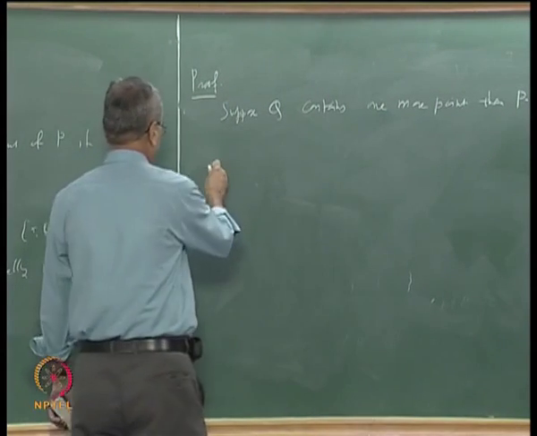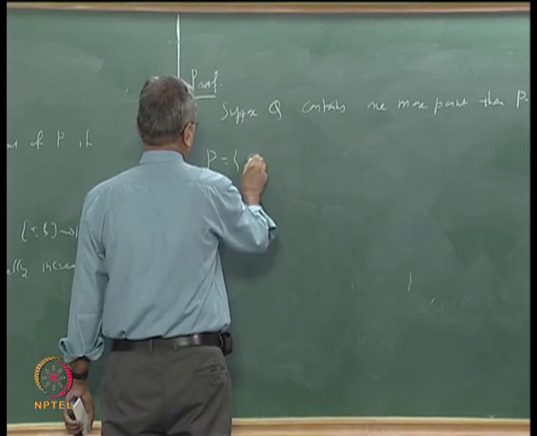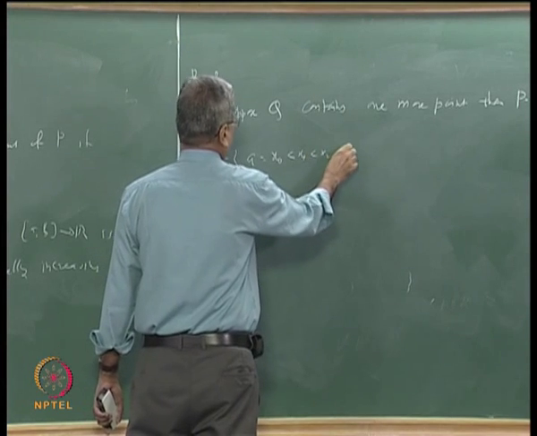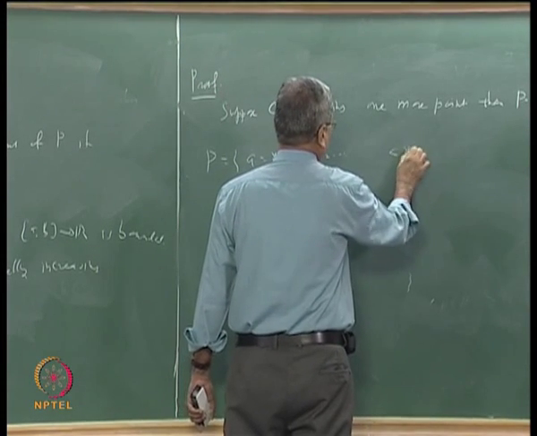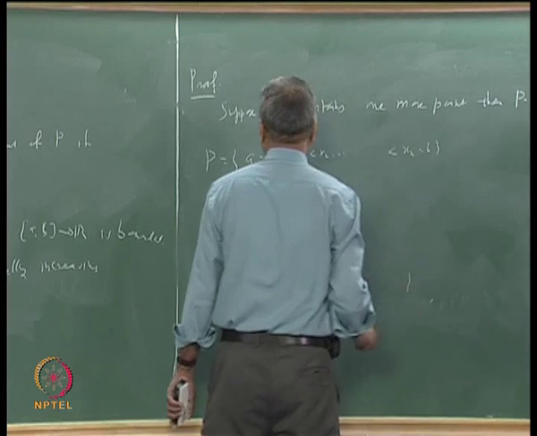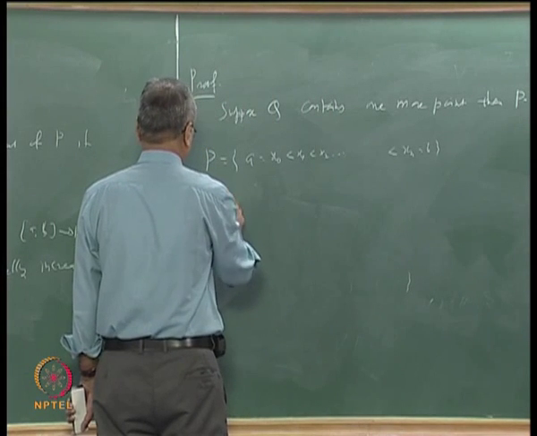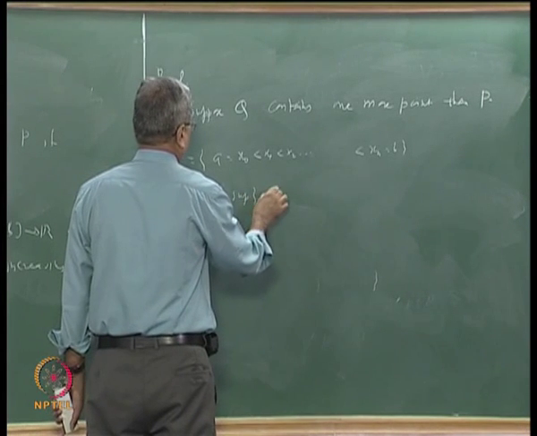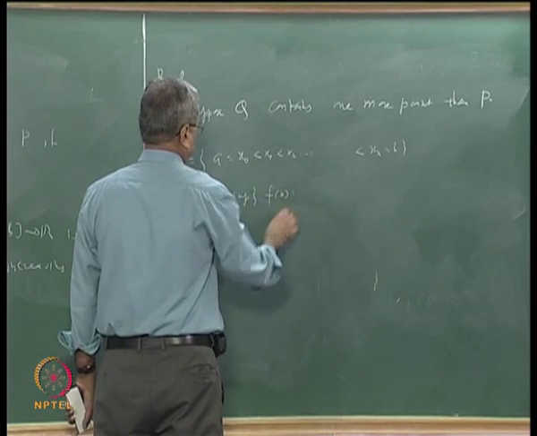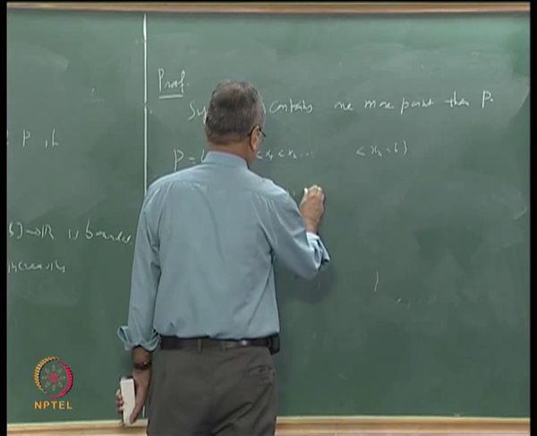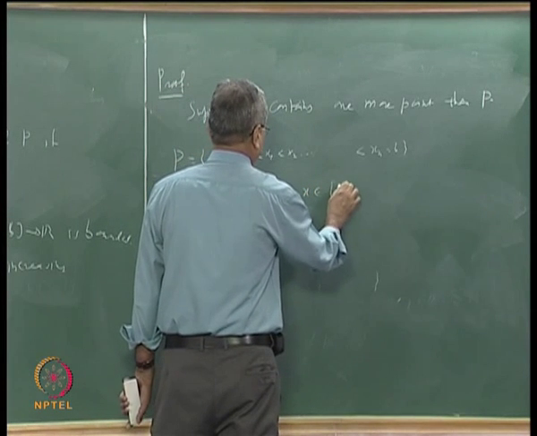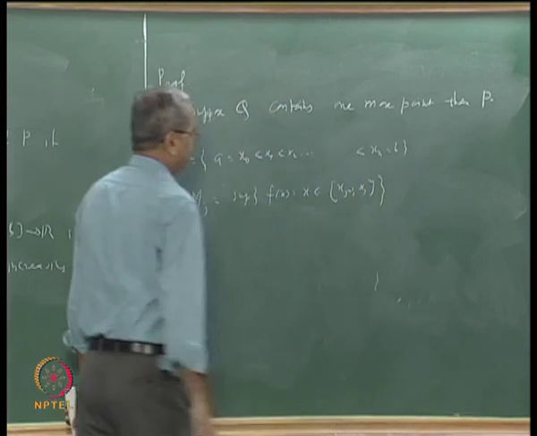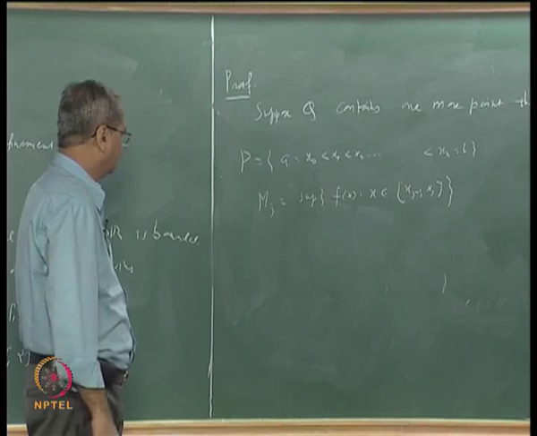Let us say P is a = x0 < x1 < x2 < ... < xn = b. Let us look at the upper sums first. Let big M_j be the supremum of f(x), x in [x_{j-1}, x_j]. That is, the supremum is taken over this subinterval.